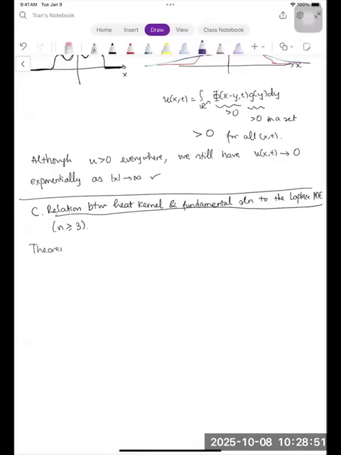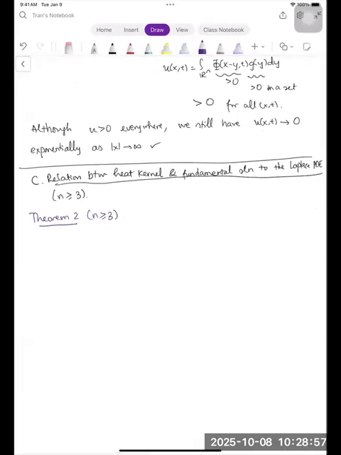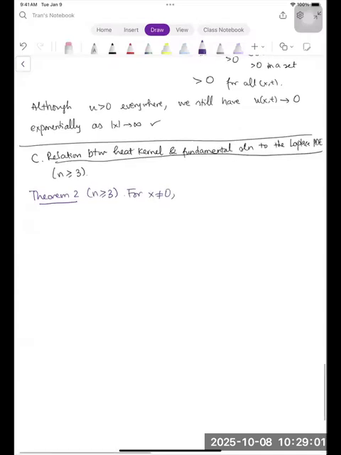Theorem 2 for today. Assume n is greater than or equal to 3. Then we have, for x not equal to 0, the integral from 0 to infinity of the heat kernel dt. Okay, let me write down.